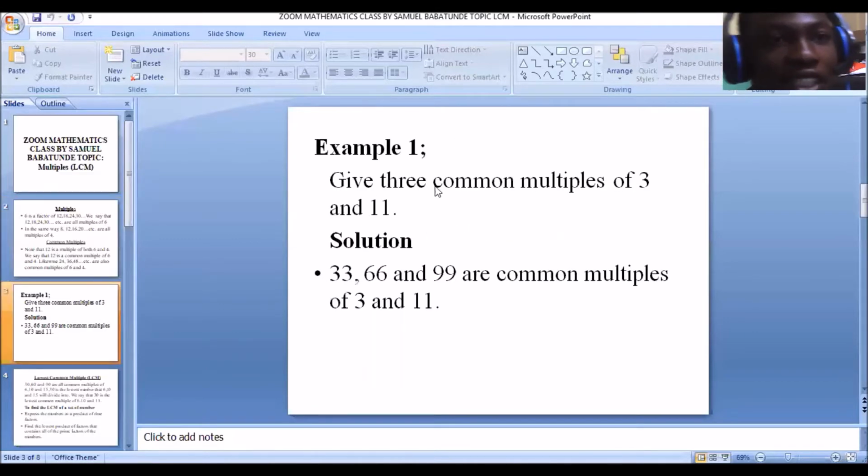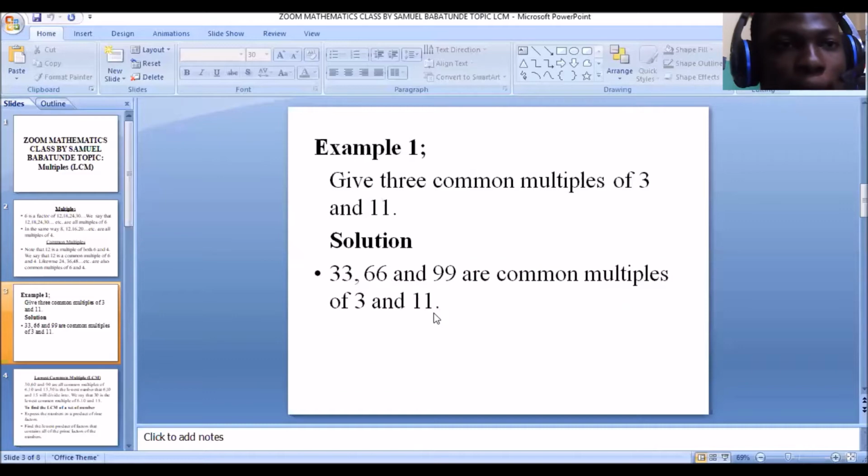Now, we're going to look at an example. I say give 3 common multiples of 3 and 11. That is 3 multiples that will be found in the multiples of 3 and also be found in the multiples of 11. That's what common simply means. It means that you find this number as a multiple of 3 and you also find this number as a multiple of 11.